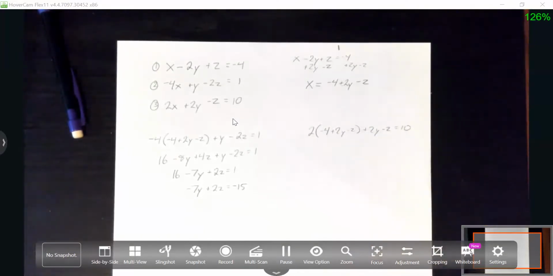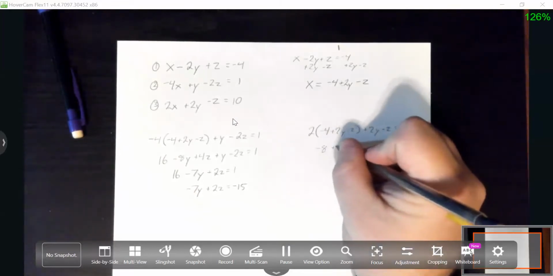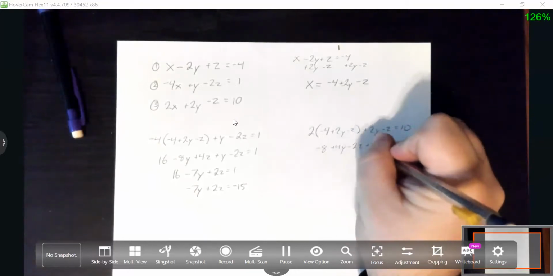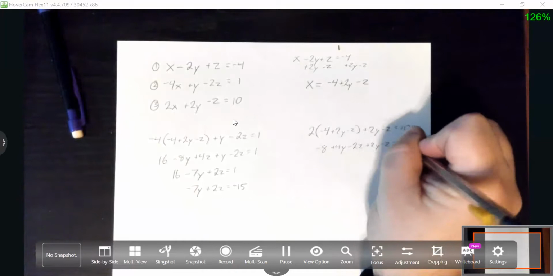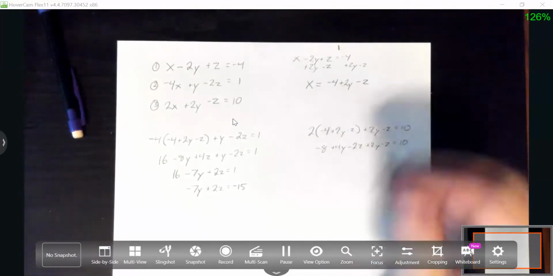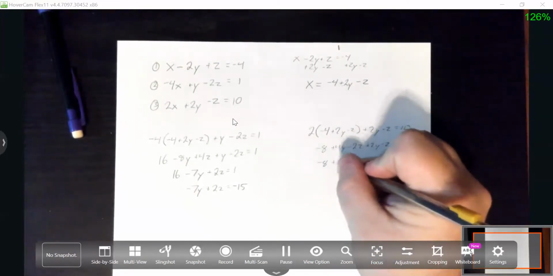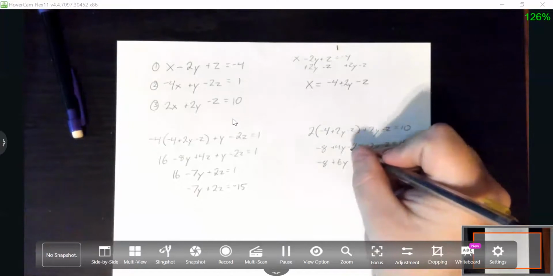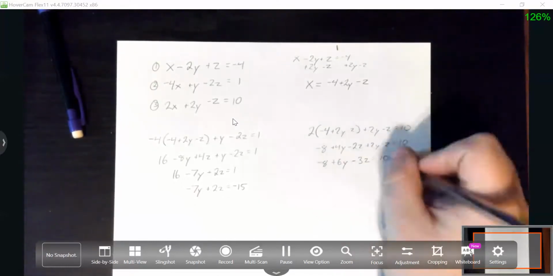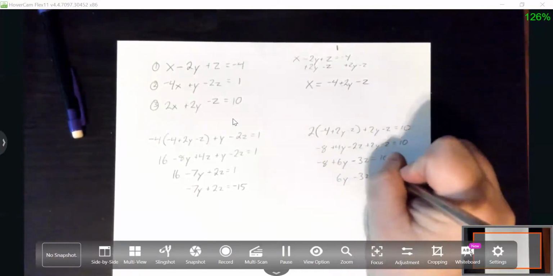Again, we're going to simplify this down into standard form. So that's -8 plus 4y minus 2z plus 2y minus z equals 10. Combine any like terms, so we have a -8 by itself. We have a 4y plus 2y is plus 6y. We have minus 2z minus another z is minus 3z equals 10. And add our 8 to both sides, we get 6y minus 3z equals 18.